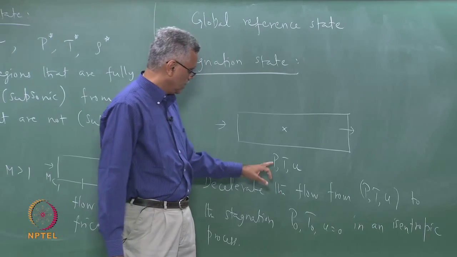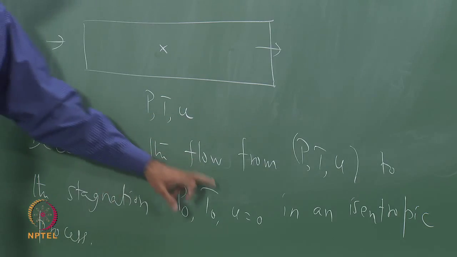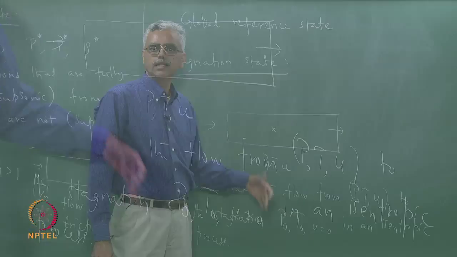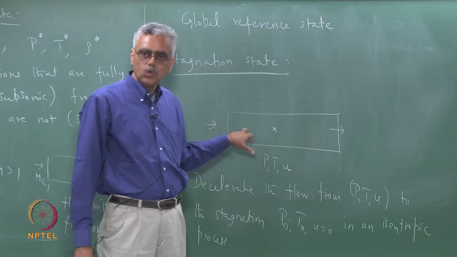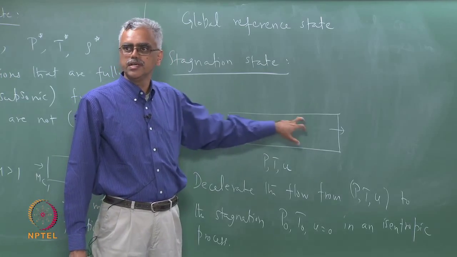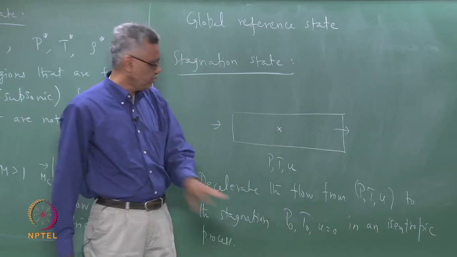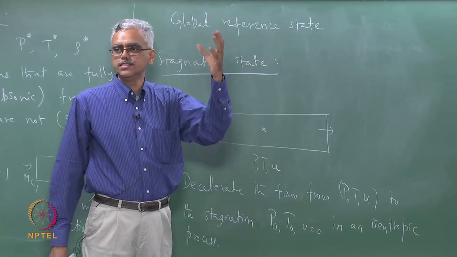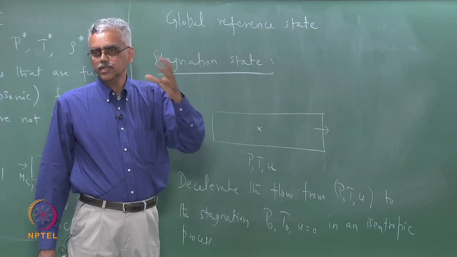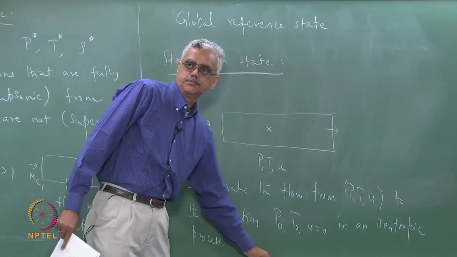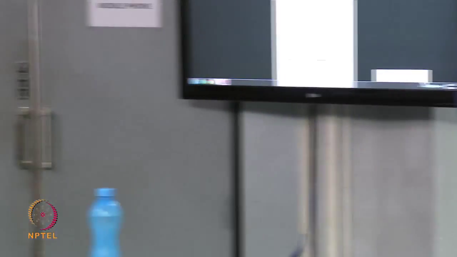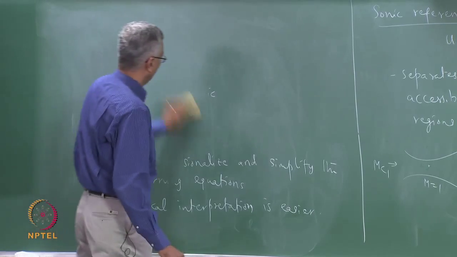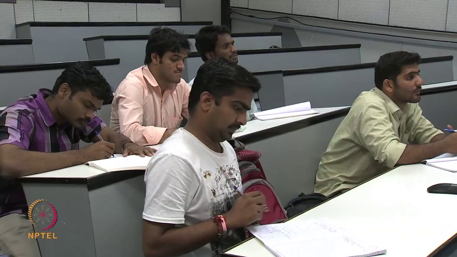Right. So the idea is, if I know P, T and U, how do I calculate P0 and T0 in an isentropic deceleration process? Notice that the very important thing is, we are not saying that the flow should be isentropic. This may be a non-isentropic process. The deceleration process from this state to the stagnation state is an isentropic process. That is all we are saying. That is a very important distinction. So the next task is to calculate P0 and T0 given P, T and U at a point in the flow field.